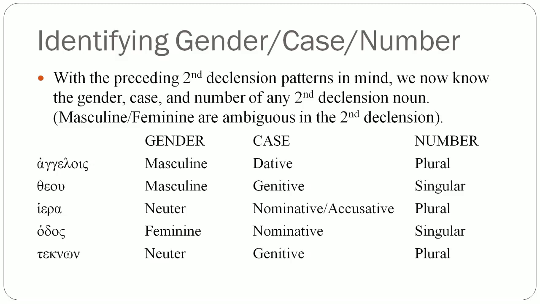All right, so that is how you identify gender, case, and number in a second declension noun. Gender is not so reliable, and I either wouldn't ask you what the gender was on a quiz, or I would give that information to you, because just taking a look at the words, there's no way to tell whether a word is masculine or feminine.